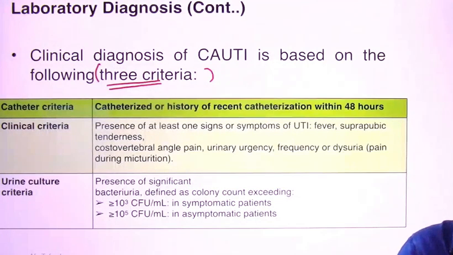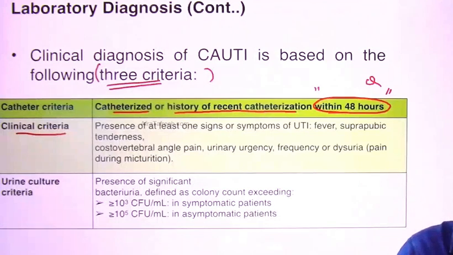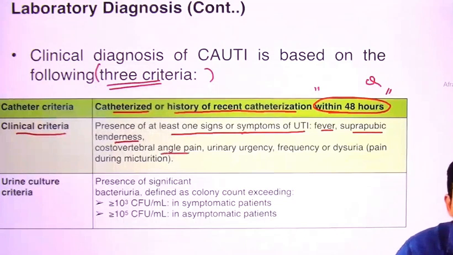The first one is that the patient is being catheterized and there is a history of this recent catheterization within 48 hours. This is important. Okay, the clinical criteria: at least one sign or symptom of UTI developed, like fever, suprapubic tenderness, costovertebral angle pain, urgency, frequency, dysuria, which you can remember by this FUD.